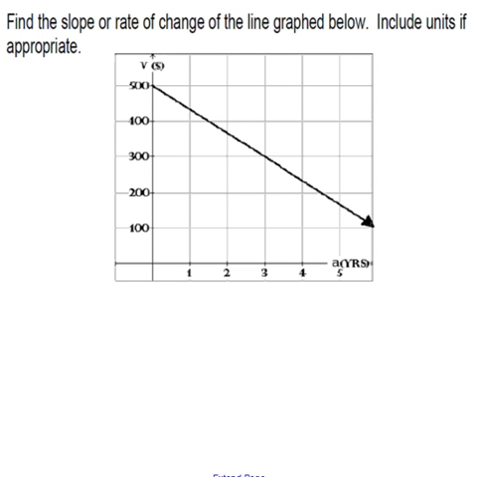So you need to be able to also look at a graph. So earlier we looked at a table and found the slope or rate of change. And here we're going to do that using a graph. So again, always remember slope is rise over run.